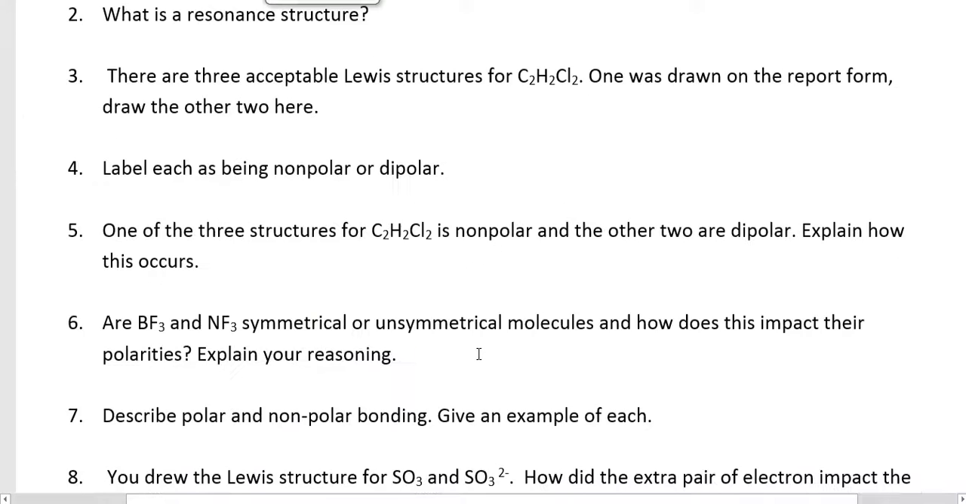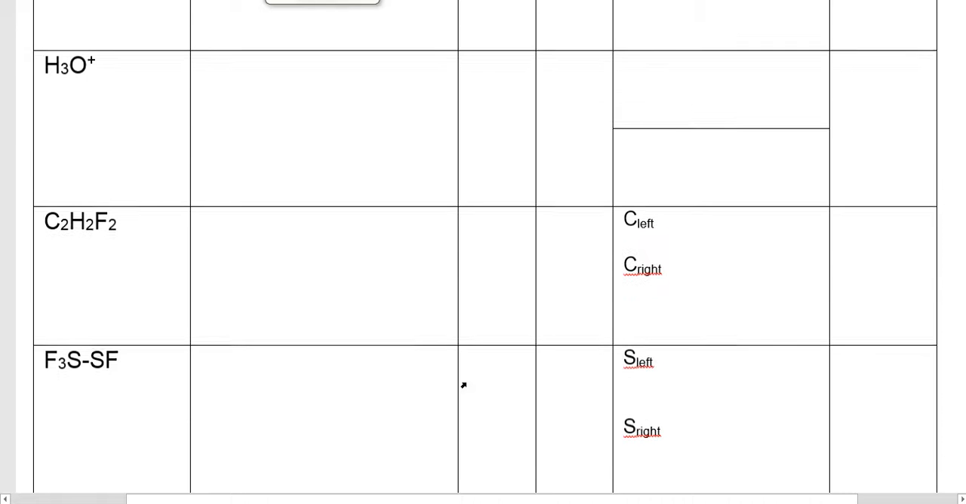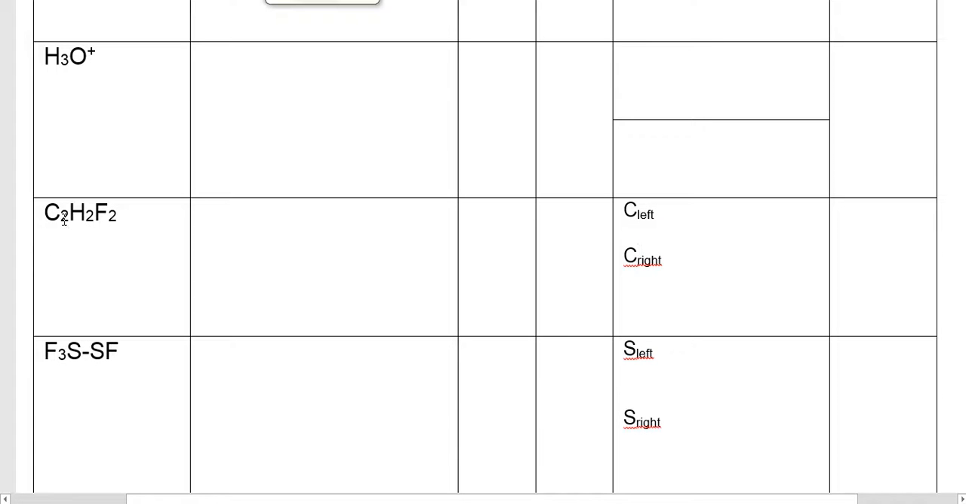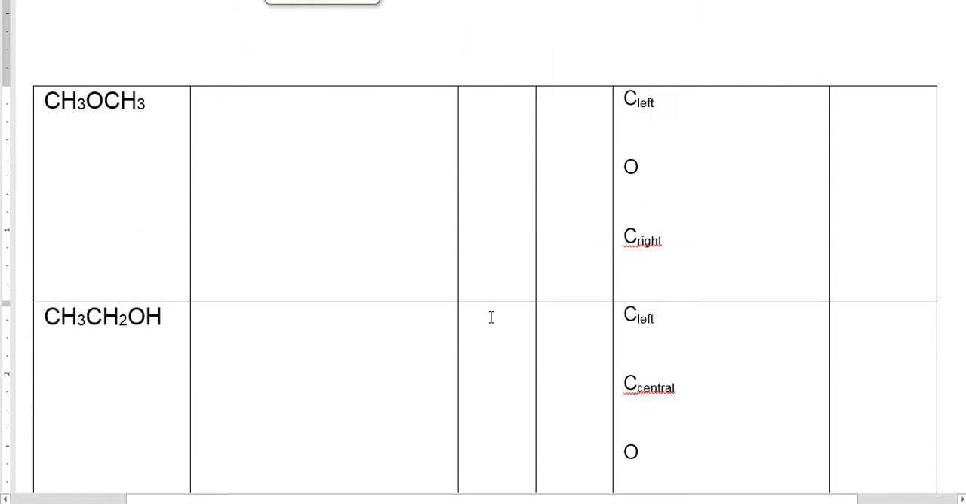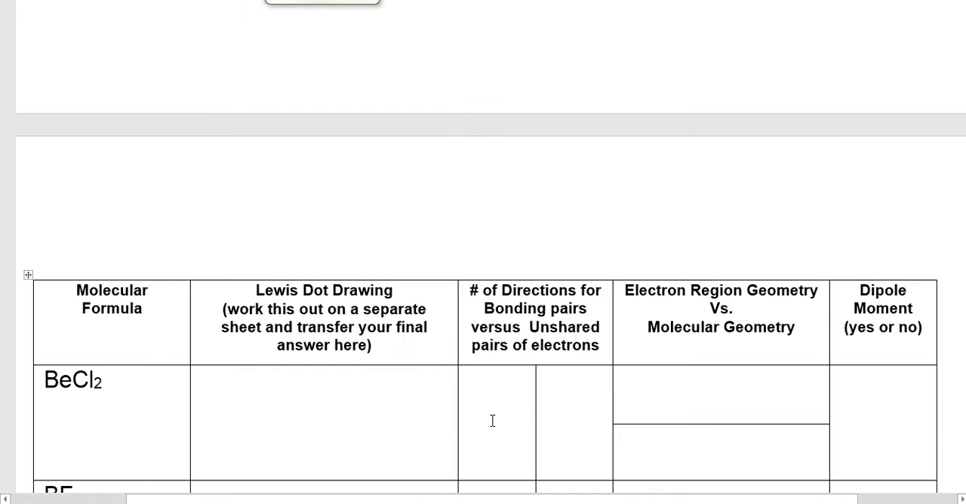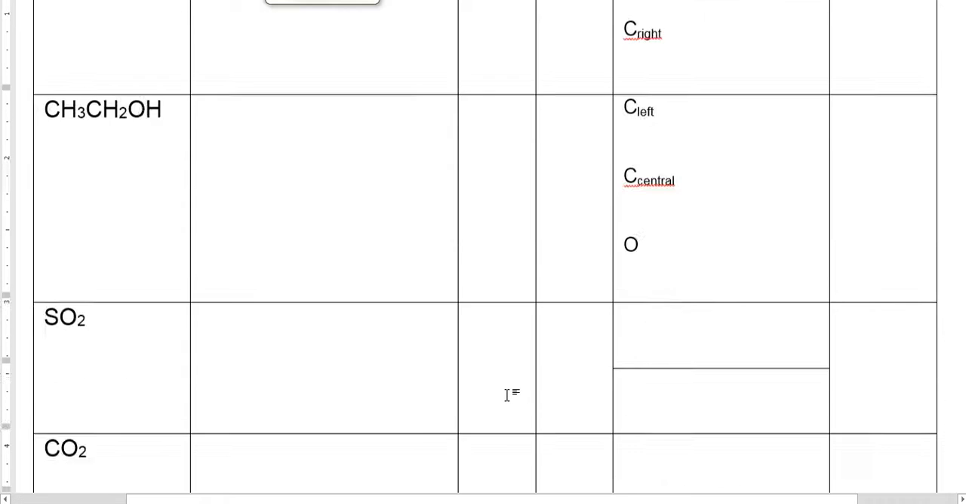Some of the drawings are a little harder, like this one here, C2H2F2. There's 2 carbons in the middle, so you name the geometry for the one carbon, you name the geometry for the other. You also end up having 2 answers here, because maybe the electron domain geometry is different for the 2.